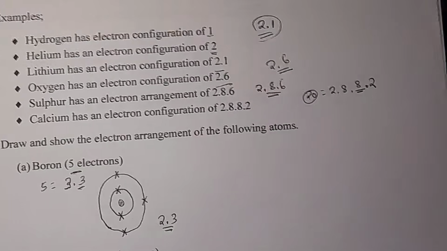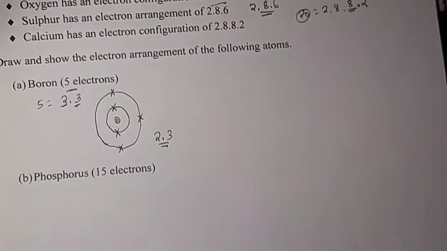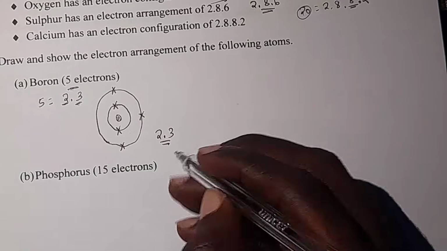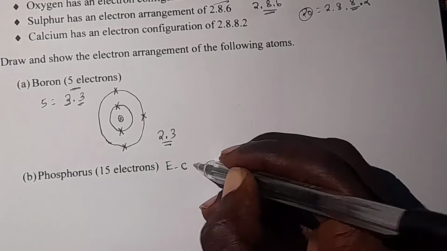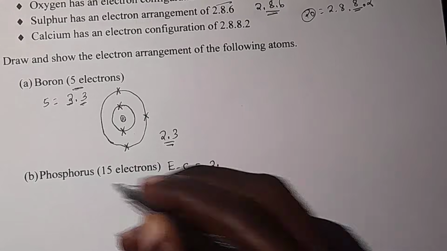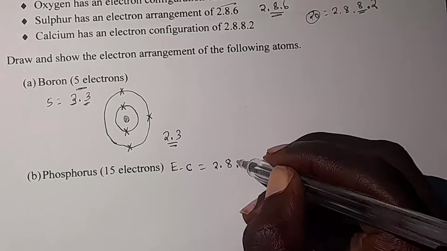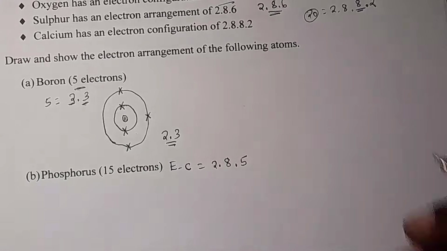So let's go for phosphorus. Phosphorus is number 15. So let's write the electronic configuration. It will be 2 for the first energy level. 15 minus 2, that's 13... that leaves 13, then 8 for the second energy level. 15 minus 10, that's 5. So that 5 will go to the third energy level.